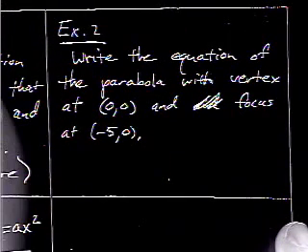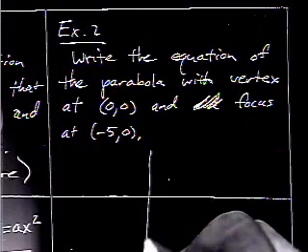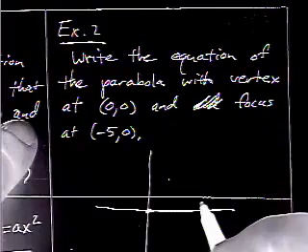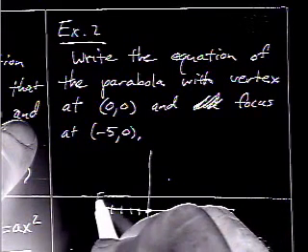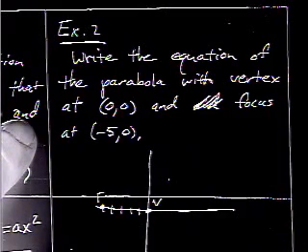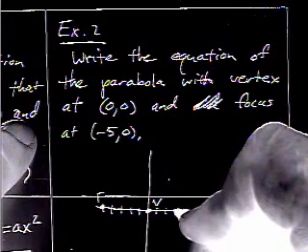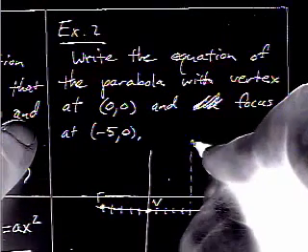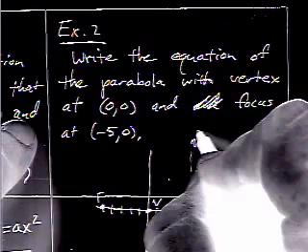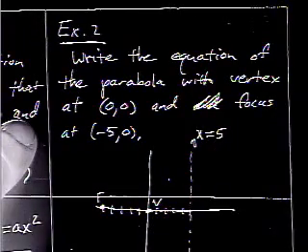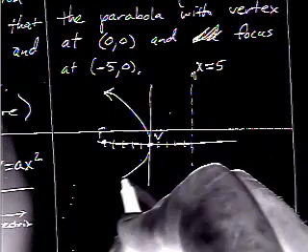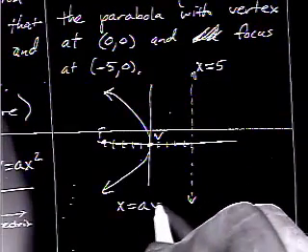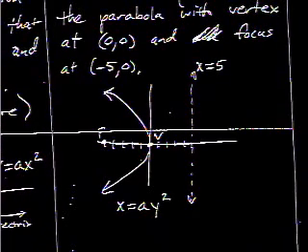Write the equation of the parabola with vertex at the origin and focus at -5, 0. Well, that must mean at 1, 2, 3, 4, 5, my directrix is sitting over here, and that would be x equals +5 is my directrix. We know that this thing opens to the left, so it is of the variety x equals ay squared, because it opens left or right, but in this case it's opening left.